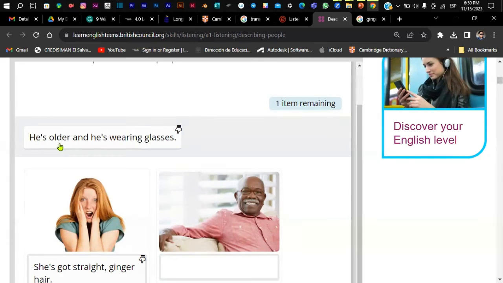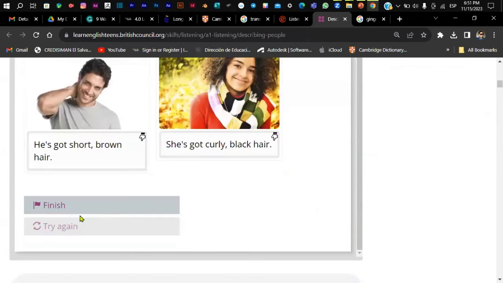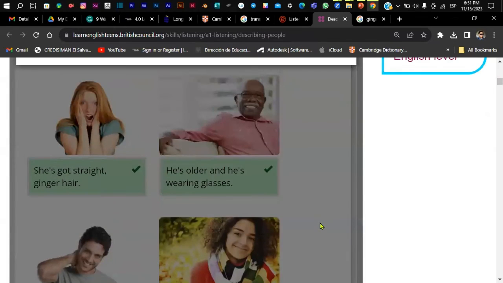He's older and he's wearing glasses. Yes, of course, but no hair. He's using glasses, but no hair. That's obvious. Okay, pretty good. Let's check. Finish. Nice.